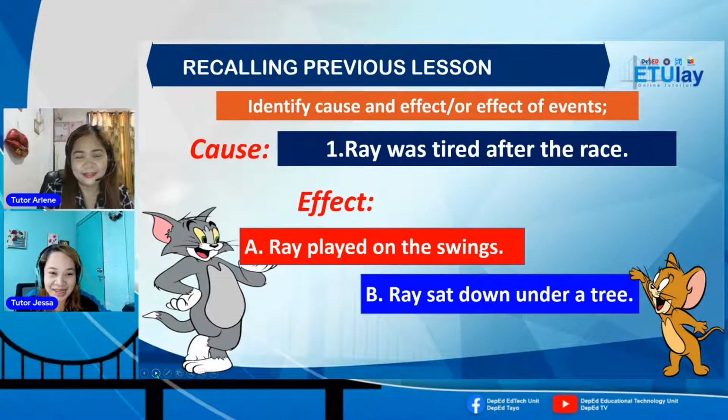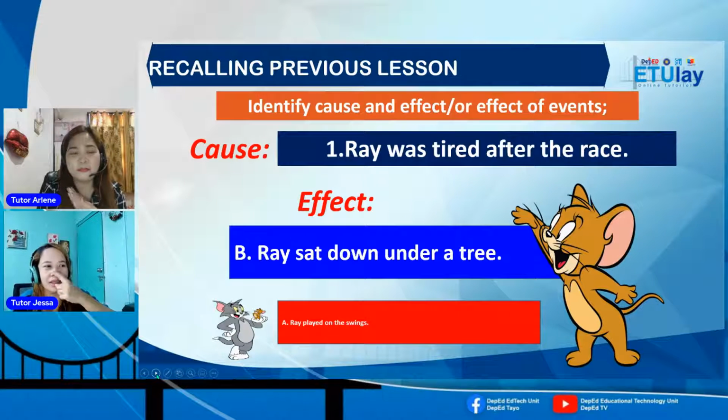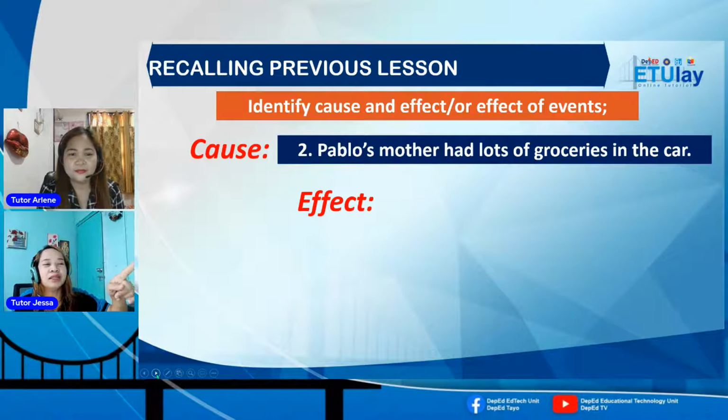Okay, so let's see. This one is yay. So that is letter B. Okay, so Ray was tired after the race. So, ang effect nun is Ray sat down under a tree. Alright, and let's have number 4. 4 na tayo. Okay, number 4. Okay. Ayun, may number pala dito, Tutor Arlene. So, yes, hindi siya natuloy doon sa ating unang number. Okay, number 2, kids. Sorry for this one.